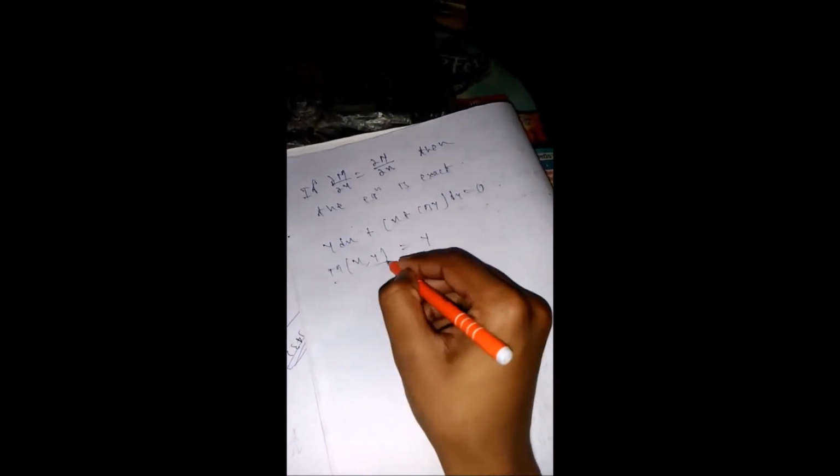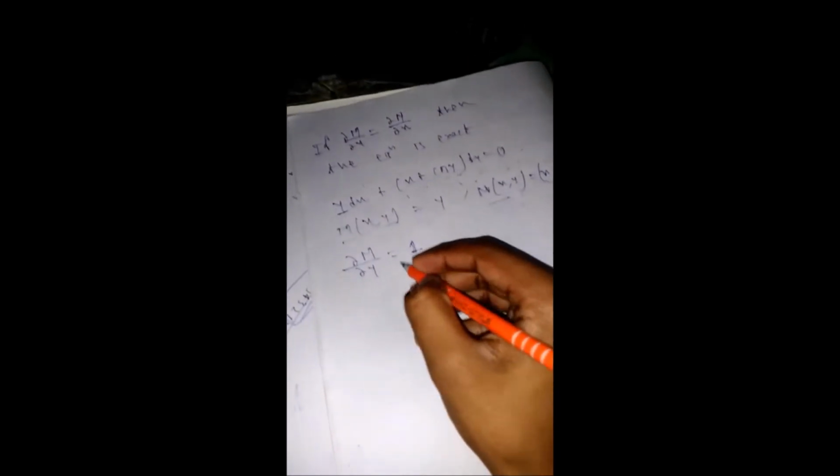Here M(x,y) is equal to y. Here M is the term with dx, and the term is y. And N(x,y) is equal to x plus cos y. Here N is the term with dy, and x plus cos y is the term.